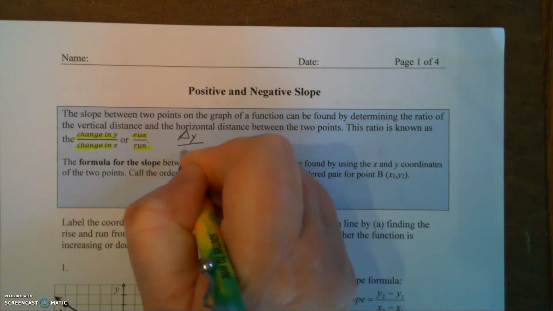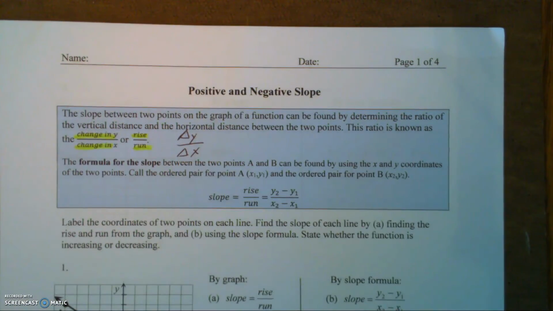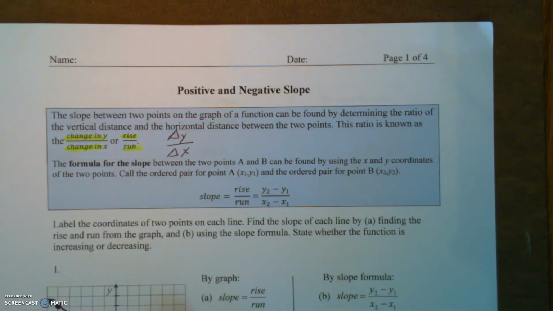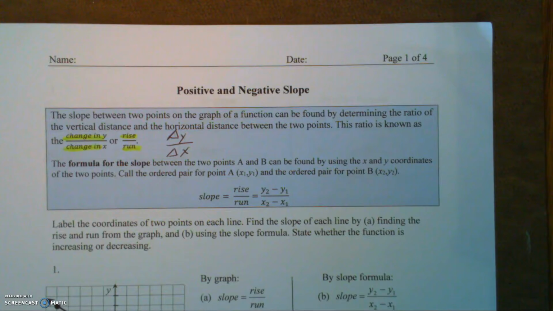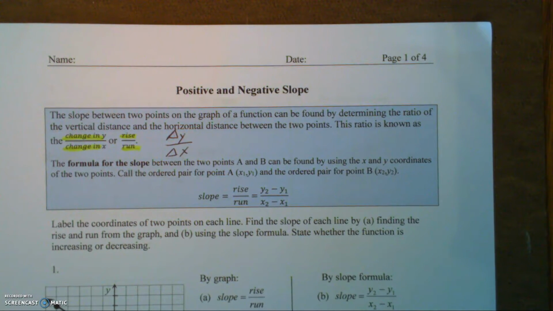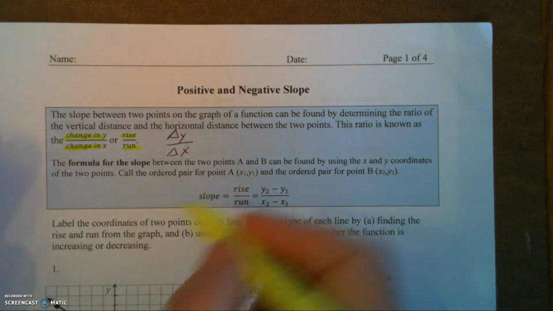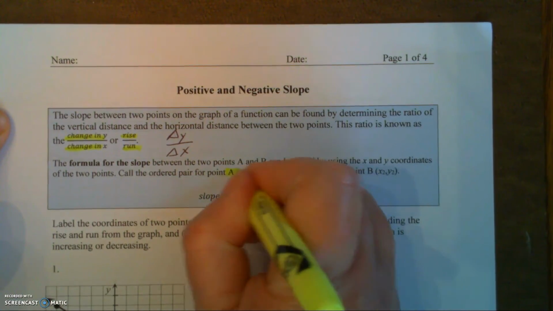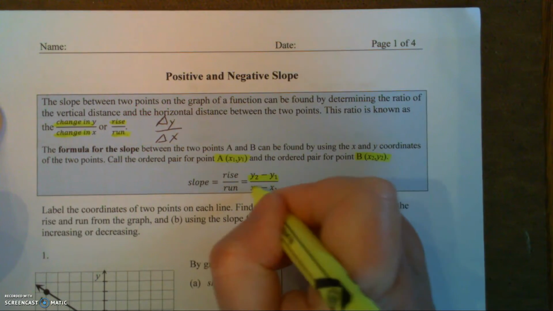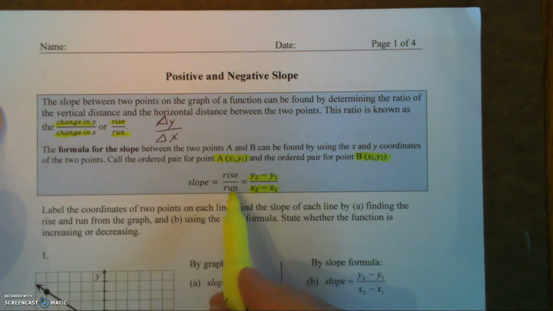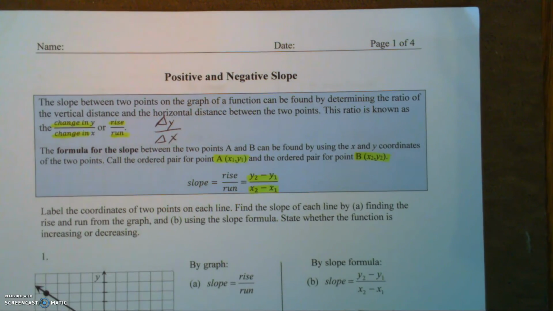Or you can also see it written change in y, change in x. So the formula for the slope between the 2 points A and B can be found by using the x and y coordinates of the 2 points. Call the ordered pair for point A x1, y1, and the ordered pair for B x2, y2. So you're going to use this formula. Slope equals rise over run, y2 minus y1 over x2 minus x1.